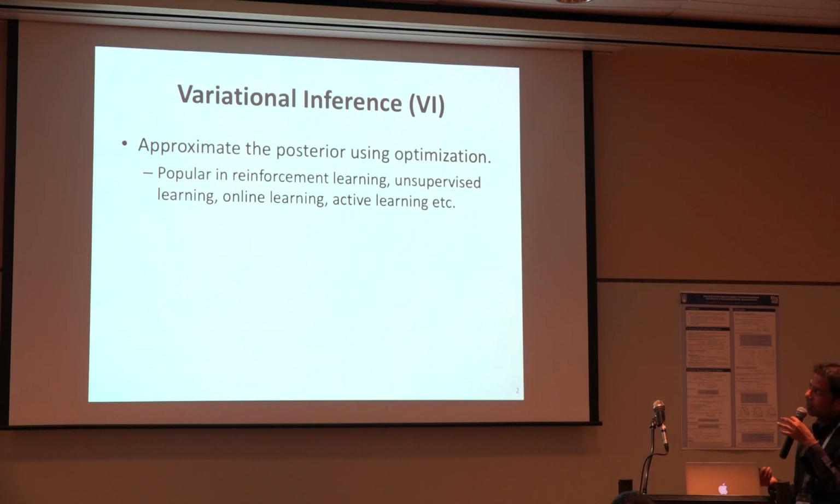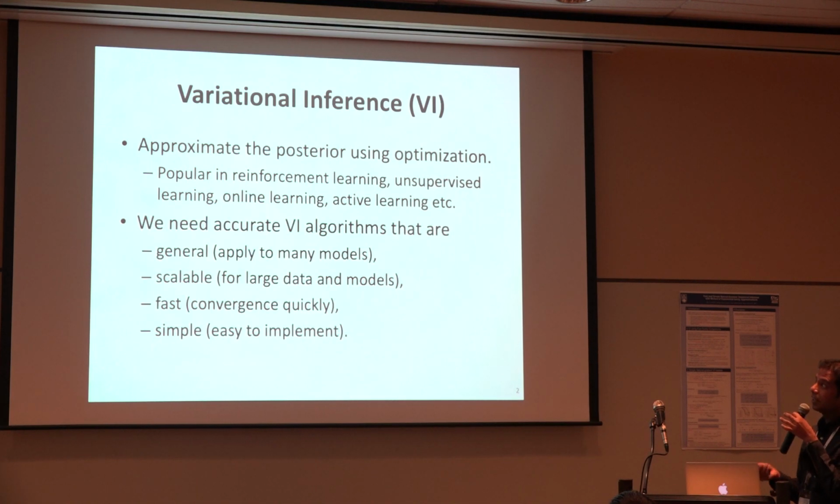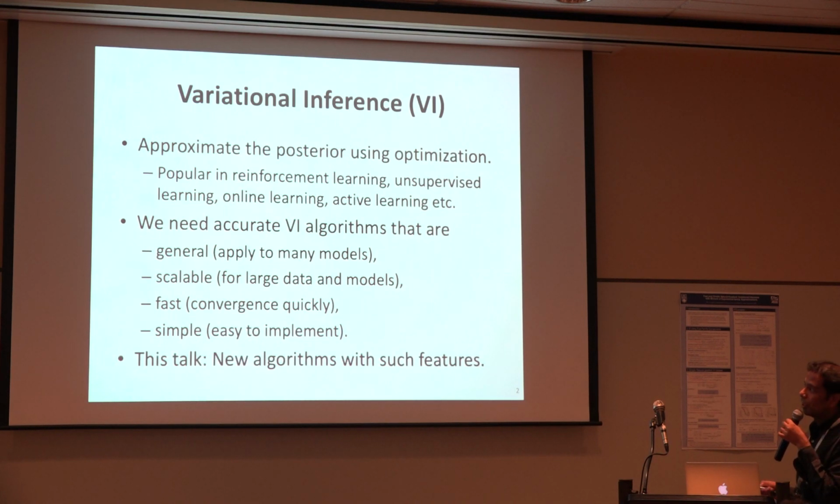But for variational inference algorithms to be truly successful in these applications, we want our algorithms to have some desirable features. We want our algorithms to be general so that they apply to a variety of models. They should scale well to large data and large models. They should converge very quickly, and they should be easy to implement, execute, and deploy, etc. So in this talk, my hope is to present some new algorithms that have these types of features.